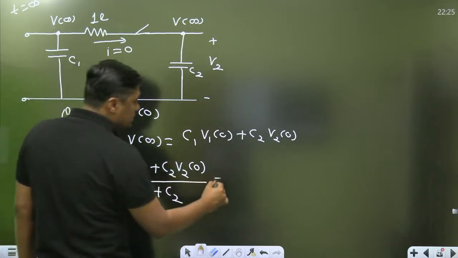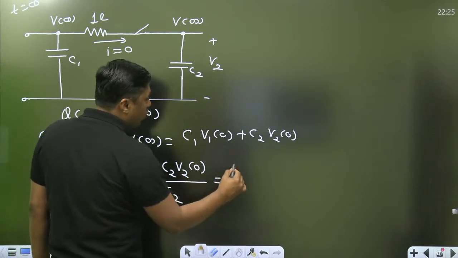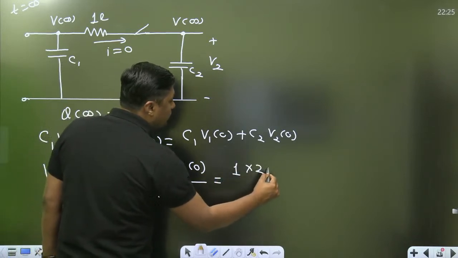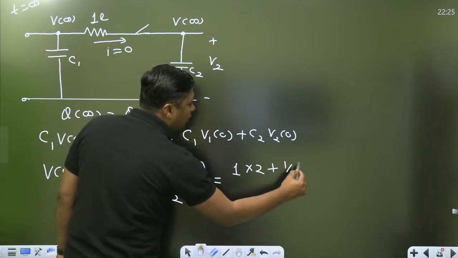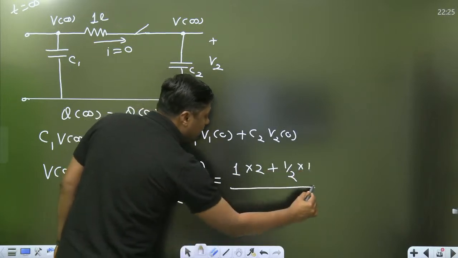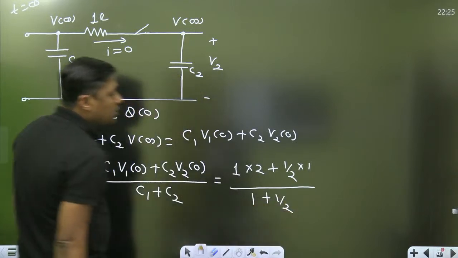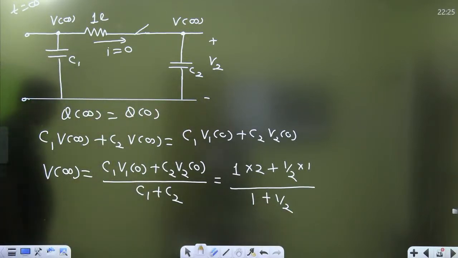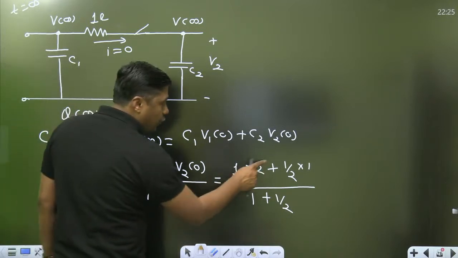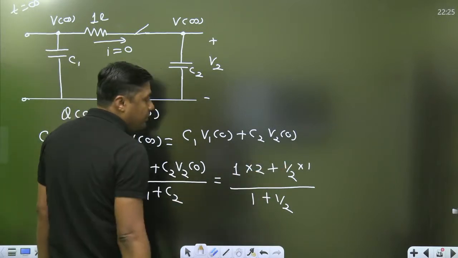So in this case, what is this value? 1 farad into 2 volt plus 1 by 2 into 1 volt, divided by 1 plus 1 by 2. Tell me what will be the answer. So this will become 4 plus 1, 5, the 2s cancel, 5 by 3.